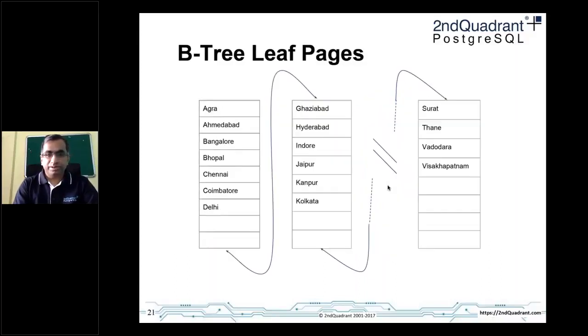This is how the B-tree leaf pages are linked. As you would see, each page is sorted within itself, and then the pages are linked together so that you get a logical ordering between all these pages. For example, the first page would never link to the third page. It will always link to the second page, because that's how we preserve the logical ordering.